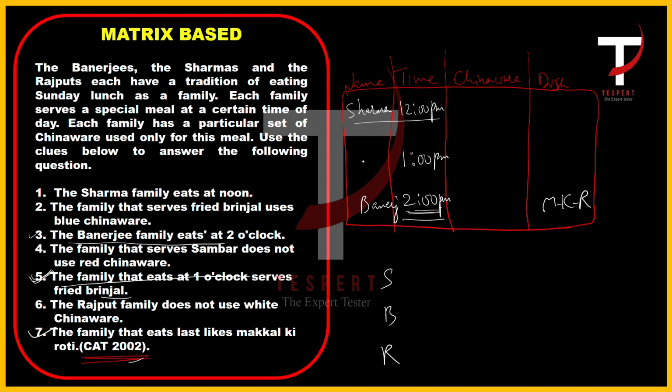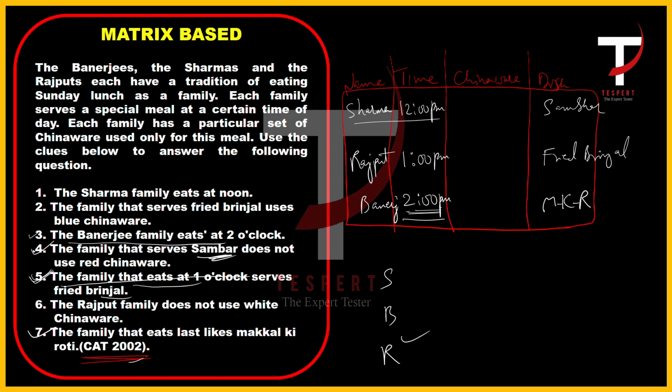What is the family which is left? Rajput's family. So Rajput's family comes here. The family that eats at 1 o'clock serves fried brinjal. So this is fried brinjal, and what is the only dish which is left? Sambar. Yeah, sambar is the only dish left.